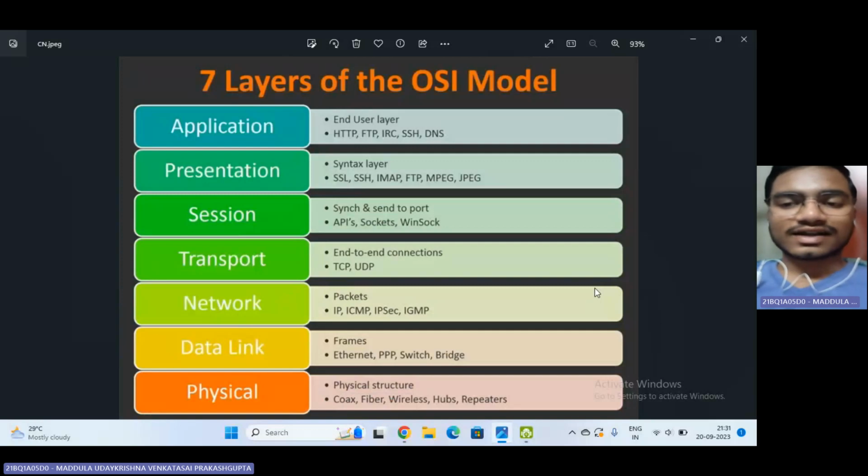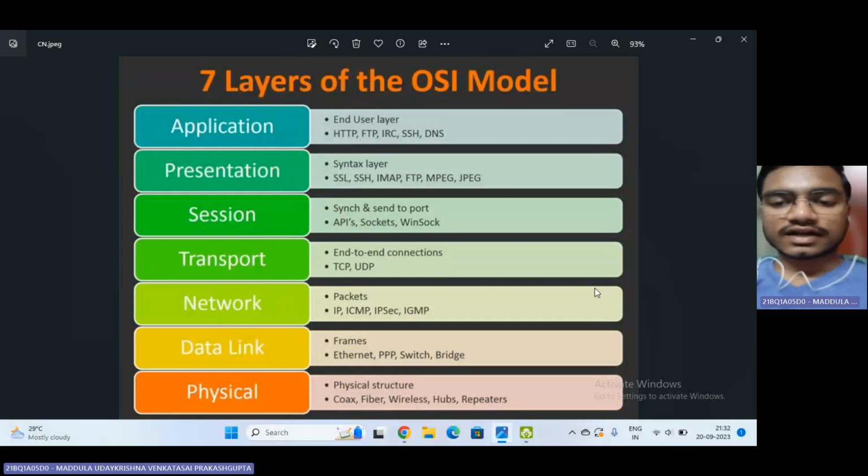In the network layer, the data is called packets. The network layer adds the IP address of both source and destination hosts. The protocols involved in the network layer are IP, ICMP, IPSec, IGMP. IP stands for Internet Protocol. Generally, a combination of TCP in the transport layer and IP protocol in the network layer are used for good communication.